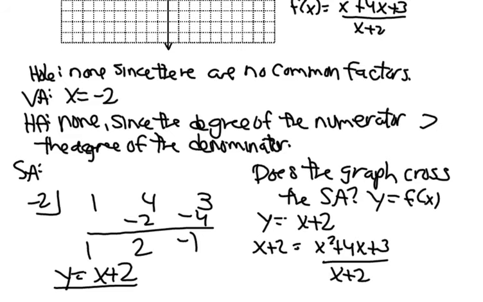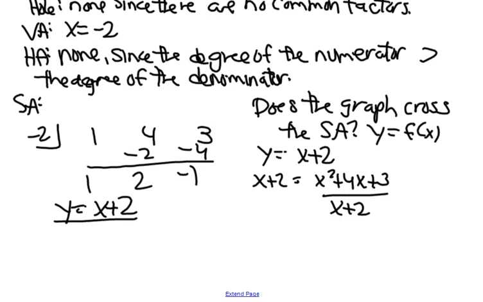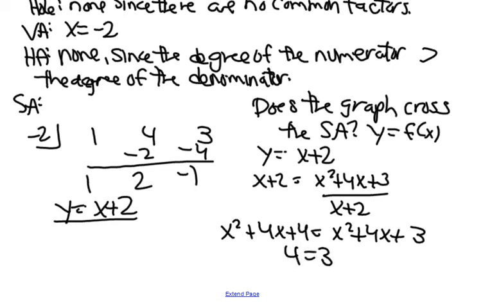Now again, similarly to the last problem, I can multiply both sides by x plus 2. So x plus 2 times x plus 2 is x squared plus 4x plus 4, foiling or distributing. And that equals x squared plus 4x plus 3. Notice the x squared subtract out. Notice the 4x's subtract out. I'm left with 4 equal to 3. Does it make sense? No, it does not cross the slant asymptote. That will be a restriction on the values for us.